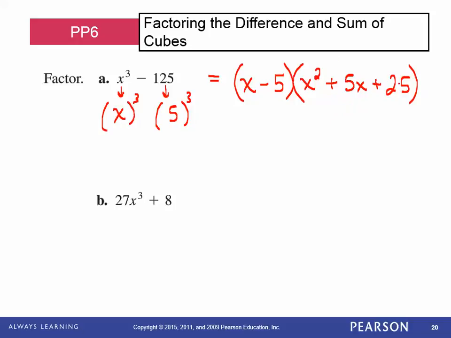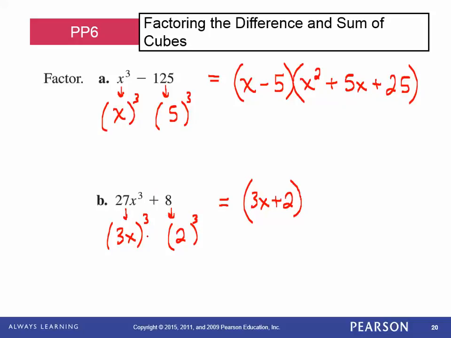Okay, so 27x cubed plus 8. What is being cubed to get a 27x cubed? 3x. What's being cubed to give you an 8? 2 is good. So because of the plus sign, the first term does have a plus sign, and it's just the terms themselves. So how about a 3x plus 2?